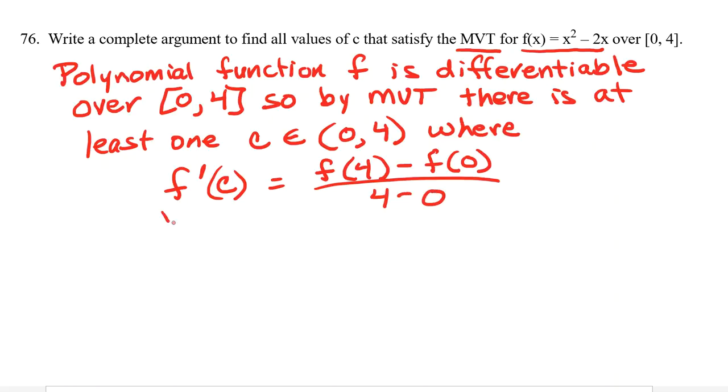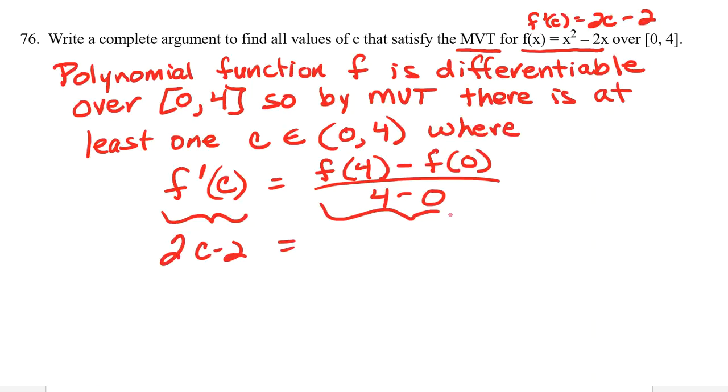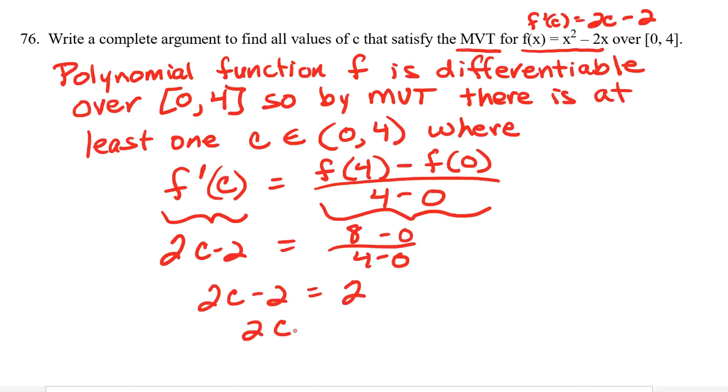And now you could do both sides at once here. F prime of c, look at the derivative here, just by the power rule, and I'm just using c as my variable. So the derivative, 2c minus 2, should be equal to this slope. F of 4 is 16 minus 8, which is 8. F of 0 is 0. So we want 2c minus 2 to be equal to 2. So 2c is 4 and c is 2.